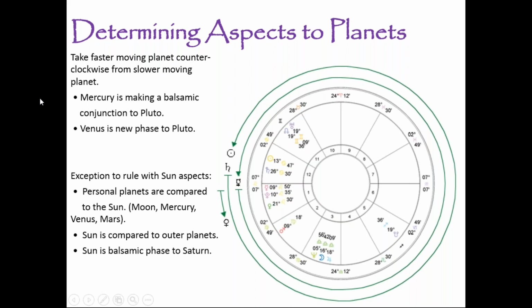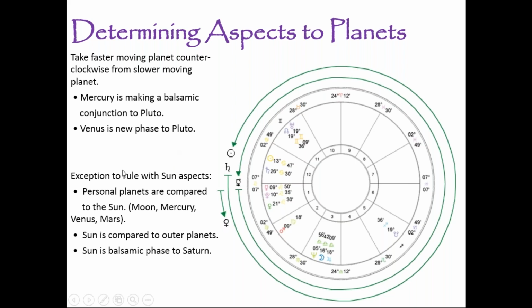So using these examples for you, first of all, Mercury, Pluto, this inner circle, we start with Pluto at 10 degrees 35 minutes Leo. We go counterclockwise all the way around the circle to Mercury. Mercury's a balsamic conjunction to Pluto. If we look at Pluto and Venus, we start with this outer circle here with Pluto, and we go this far to Venus. Venus's new phase to Pluto.